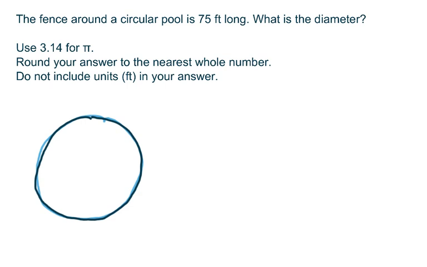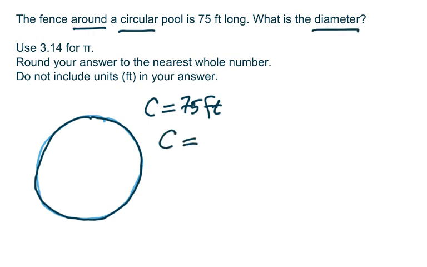feet long. As soon as I'm hearing things about going around a circle, I know that we're talking about circumference. And so what I'm hearing is that the circumference is 75 feet. There are two circumference formulas that we can use. I'm going to use the one that involves diameter since that's what I'm trying to find. So I'm going to use circumference equals pi times diameter.